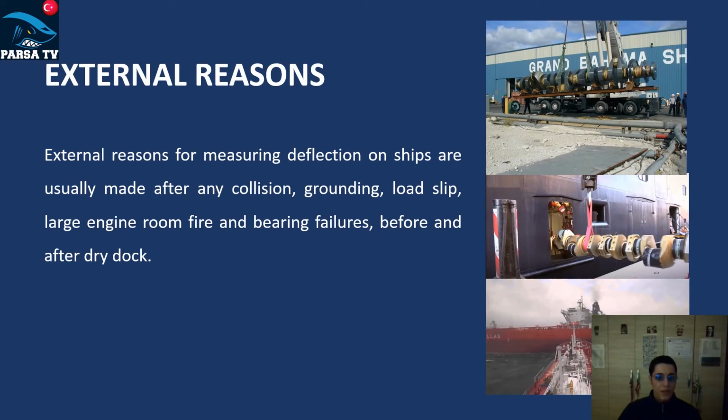External reasons. External reasons for measuring deflection on ships are usually after any collision, grounding, load slip, large engine room fire and bearing failures, before and after dry dock. So in these pictures from up to down, you can see the first picture is renewing a crankshaft at dry dock. The second picture is entering a crankshaft to the ship, and the third photograph is a ship colliding with another ship, and it makes the crankshaft damaged.